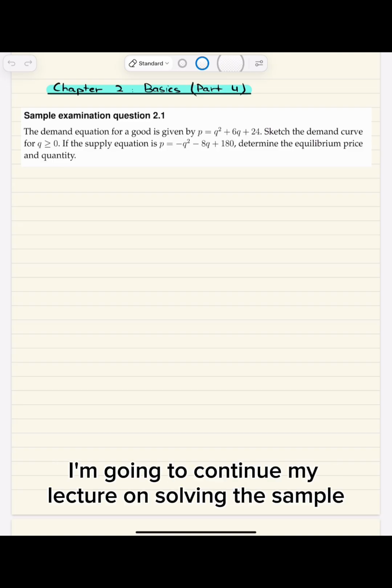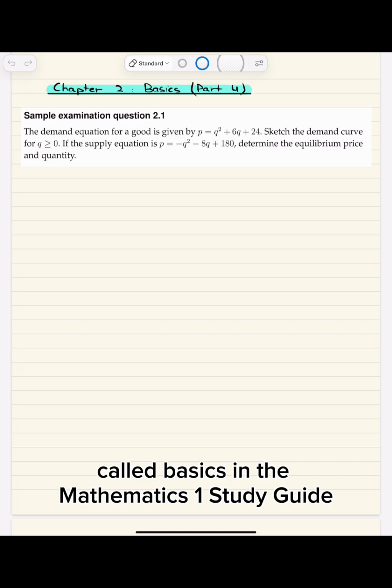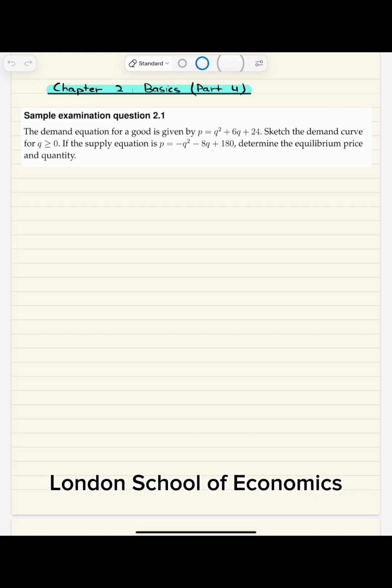Today I'm going to continue my lecture on solving the sample examination questions given in chapter 2, called Basics, in the Mathematics 1 study guide given by University of London, London School of Economics.